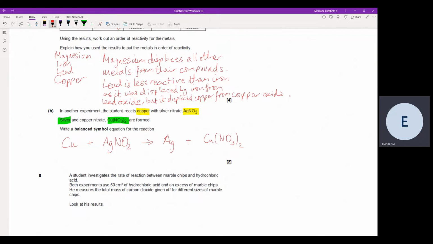Now, if we're looking at whether it's balanced, you can see that there are 2 nitrate ions on the product side, so (NO3)2. Because I've got just 1 lot of NO3 on the reactant side, I'm going to balance my AgNO3 by putting a 2 in front of it. So that's balanced my NO3. But now I've got 2 silvers on this side and only 1 on my product side. So I'm going to balance it by putting a 2 there. And that gives me the balanced equation.